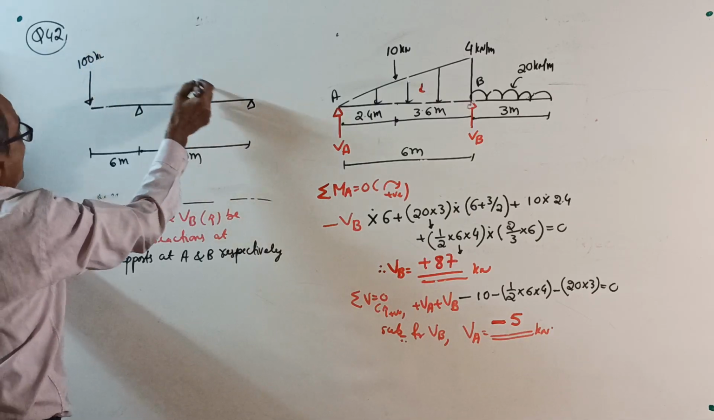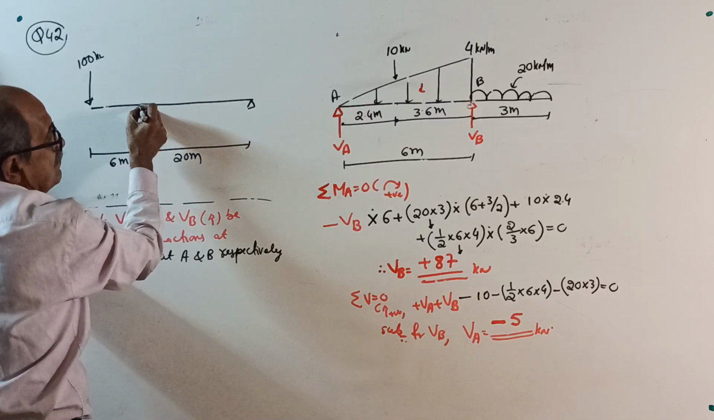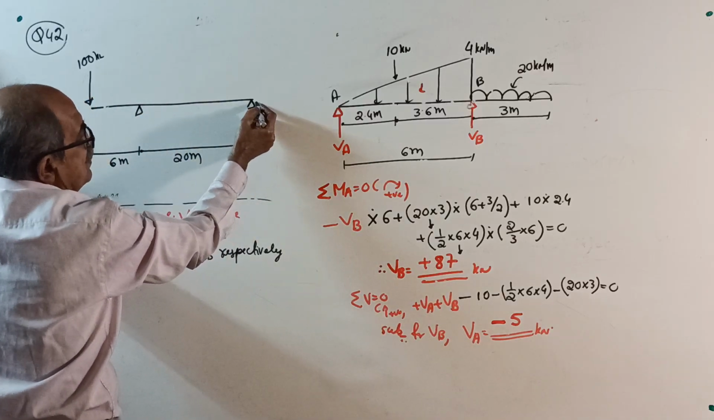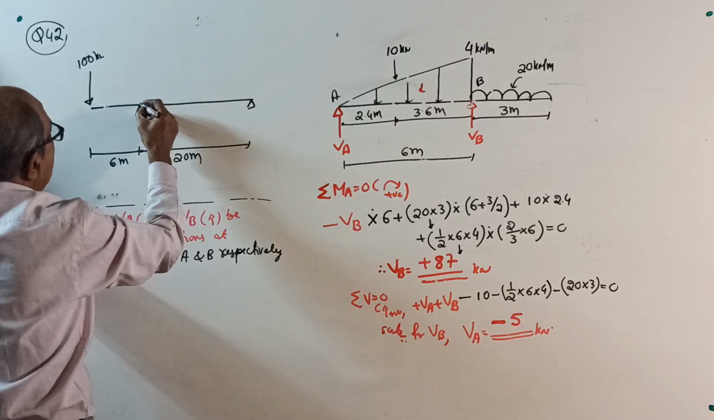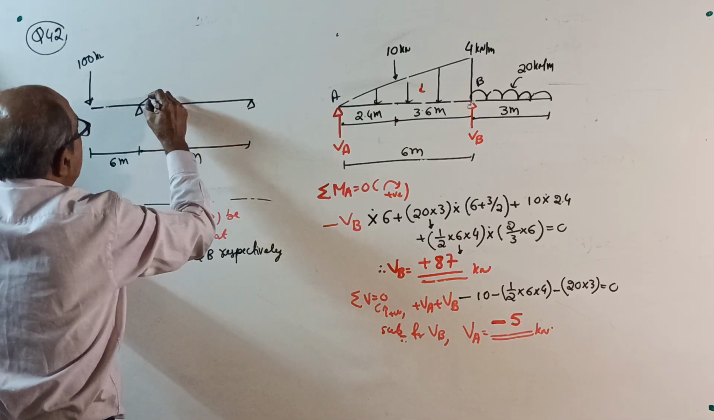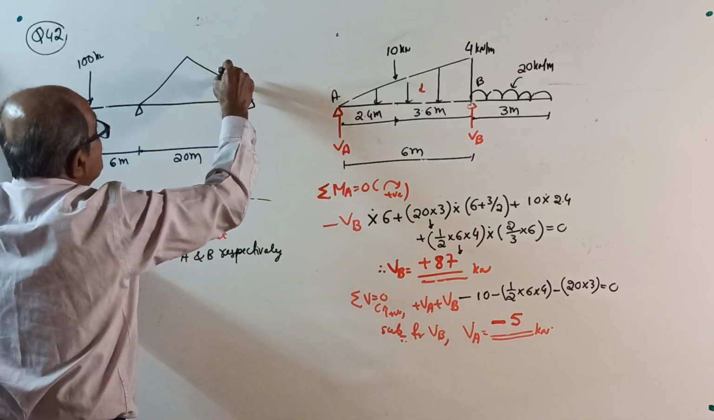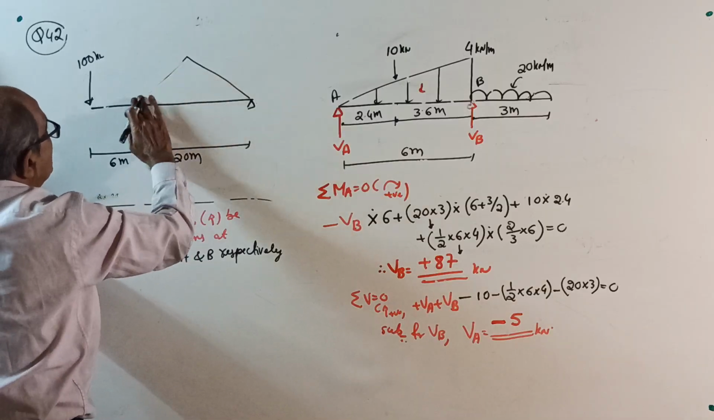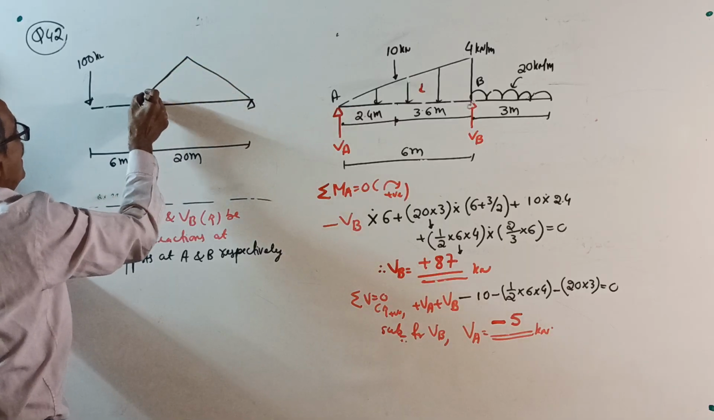100 kilonewton. Then I'll put a UDL here. Okay, not UDL, a UVL. I'll do one thing now. I'll put a UVL of this type, so that one extra concept is covered.